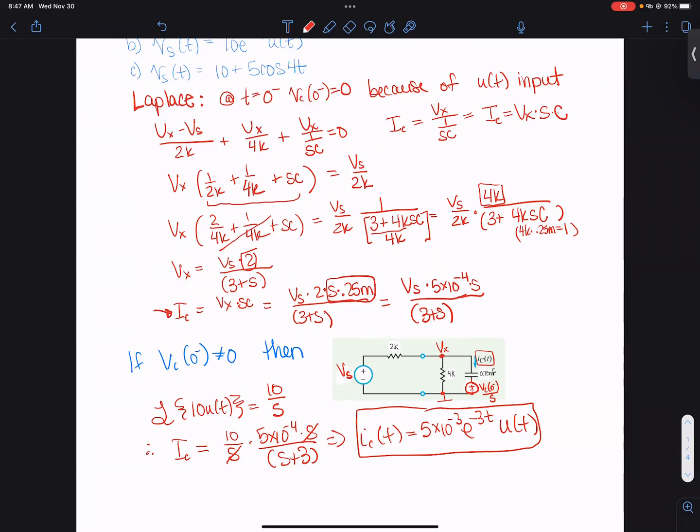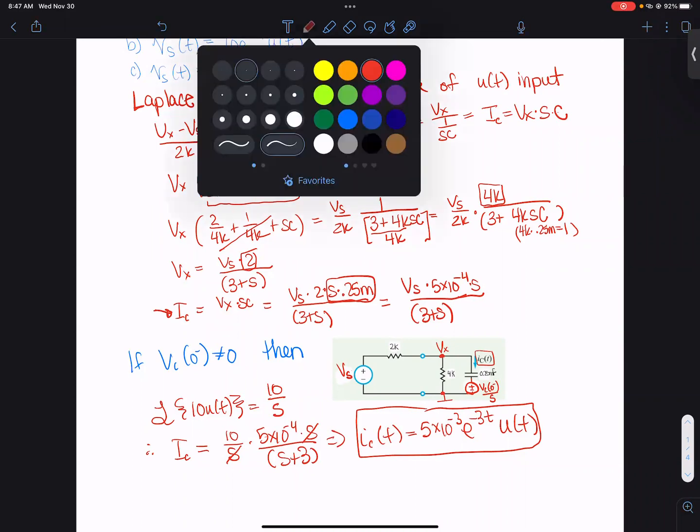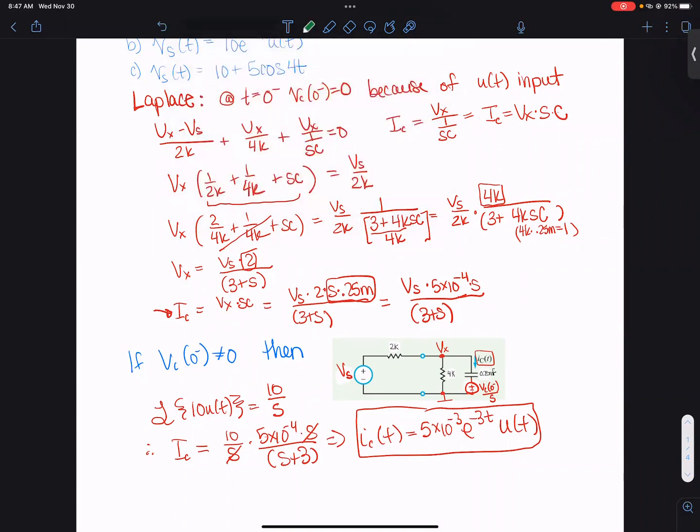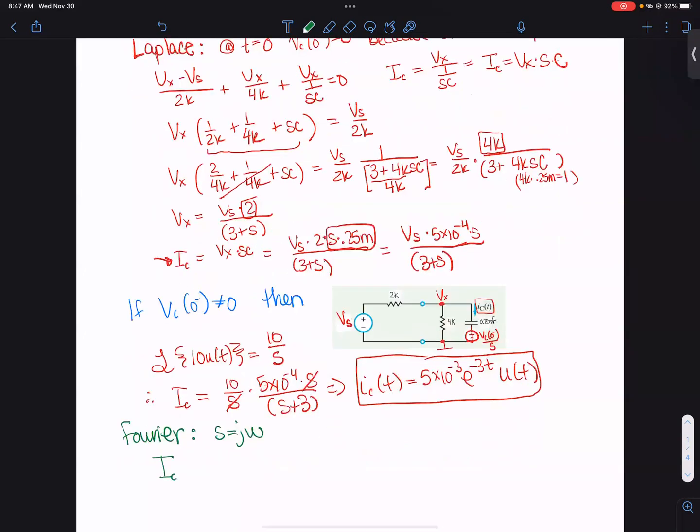Now Fourier is going to be the same equation set. The only difference will be that instead of s, it will be j omega. So my IC for the Fourier is going to just look like VS, so this will be my equation for IC.